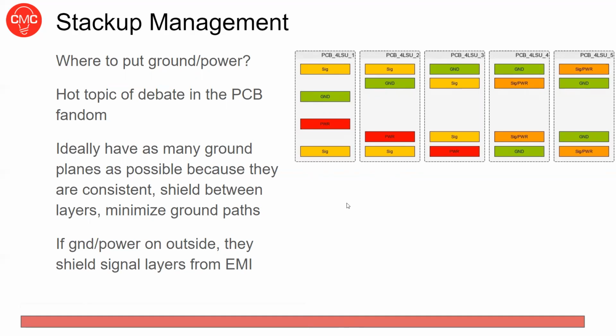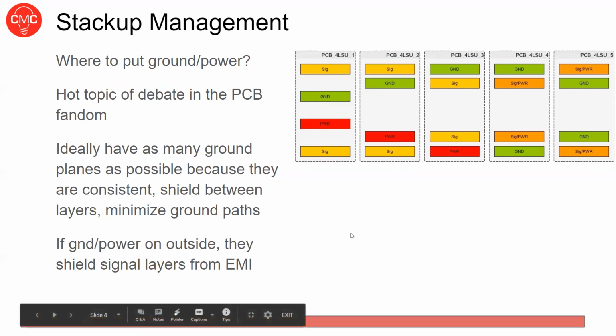Ideally, you want as many ground planes as possible because they're very consistent and they shield between layers and they minimize your ground paths. So maximizing the number of ground planes you have is really great. But also, if you have a lot of things connected to power, which you obviously will, it's also very useful to have that distributed along the board, so you don't have smaller traces winding their way around the board for power, because that's going to increase the resistance on the line and waste power.